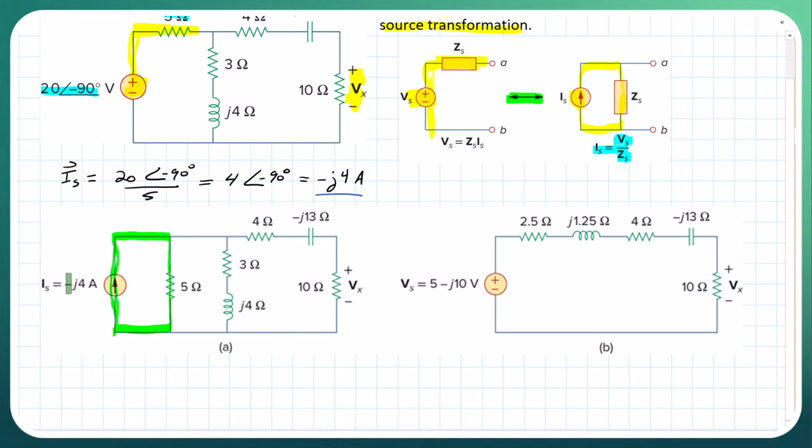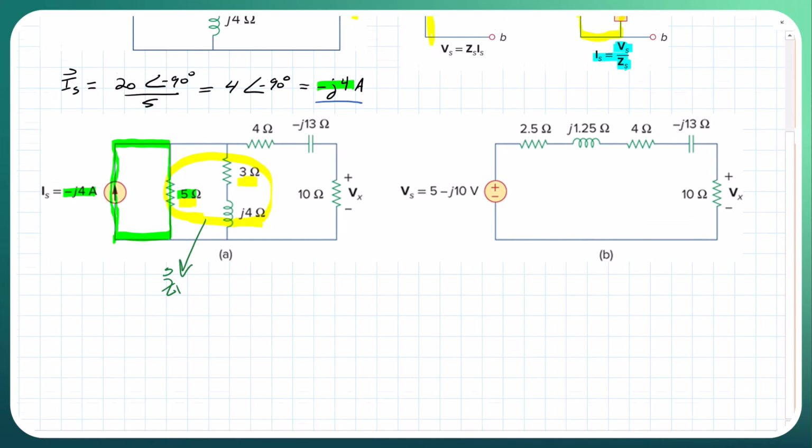Okay. Next, what we can do is we can combine some of these impedances. We can combine these 5 ohms with the 3 ohms and the J4 ohms there. So those are in series, and we can combine all 3 there and call this Z1. So we can make this Z1. Okay, so let's do that.